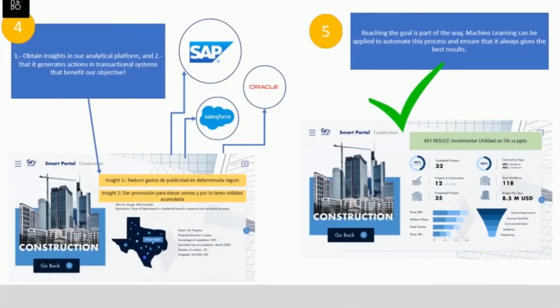And fourthly, we're going to obtain insights in our analytical platforms and also see what it generates, actions and transactional systems that benefit our objectives. Fifthly, we're going to be reaching the goal as the part of the way that machine learning can be applied to automate this process and ensure that it always gives the best benefits. So we'll give a big check to that.